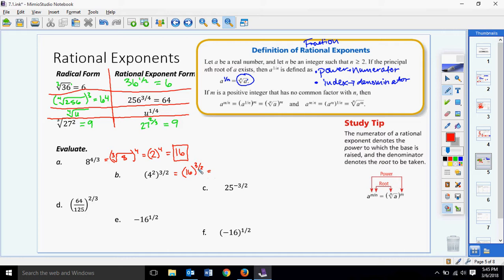Well, now I'm ready to put this into radical form. So 2 is my index, and 3 is my power. I'm going to simplify in my parentheses. The square root of 16 is 4. 4 to the third power is going to give me 64.